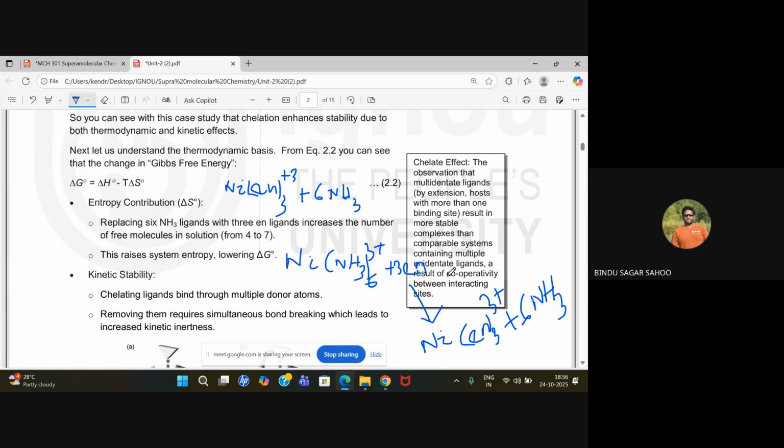So particularly when a chelating ligand attaches to the complex, it increases the number of molecules. This increase in the number of molecules increases the entropy of the system. The increase in entropy gives rise to a change in Gibbs free energy, and here the Gibbs free energy will be more negative. When the del G value is more negative, the reaction will be more feasible. So in the presence of a chelate ligand, there will be an extra entropy contribution that makes the complex more stable.